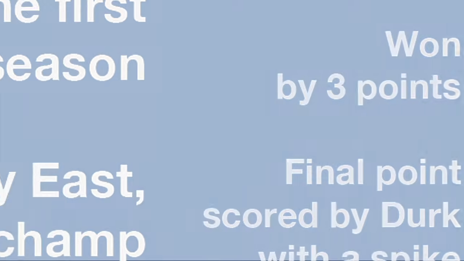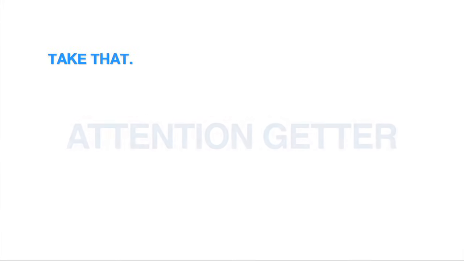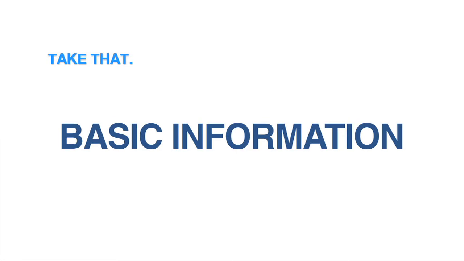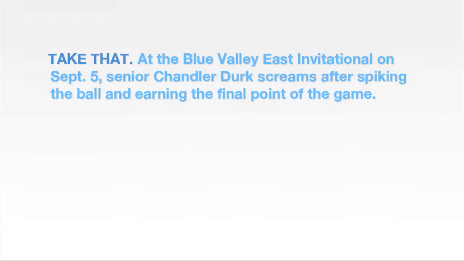Now with this information, let's write a caption using the 4-step process. First, we have the attention getter. Something like, take that. Next is B, the basic information. This is your first sentence. So you could write, at the Blue Valley East Invitational on September 5th, senior Chandler Dirk screams after spiking the ball and earning the final point of the game. This sentence describes what's happening, it identifies the person, and adds information that we can't see. Plus, it's in present tense.